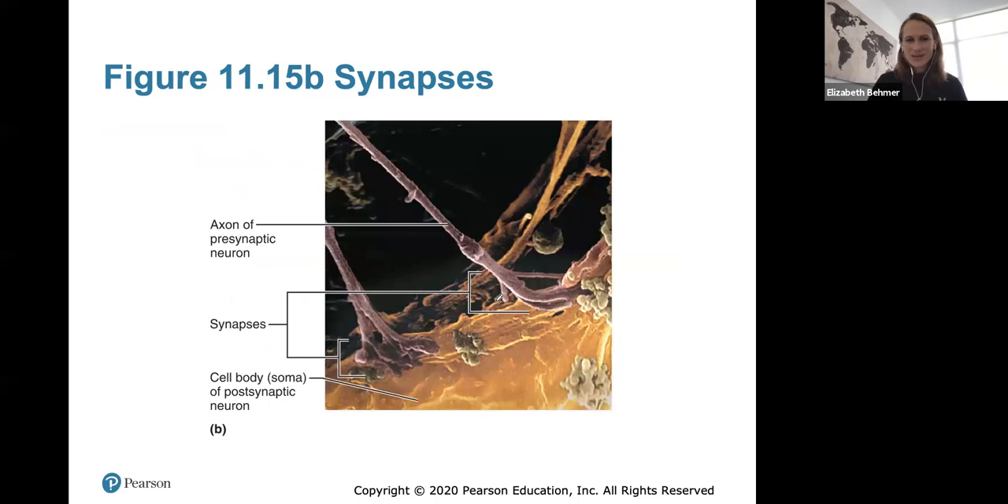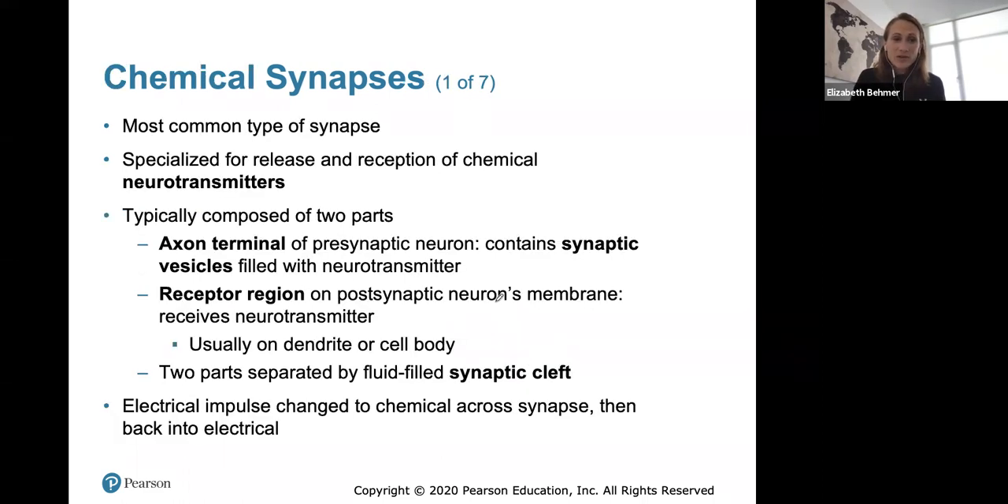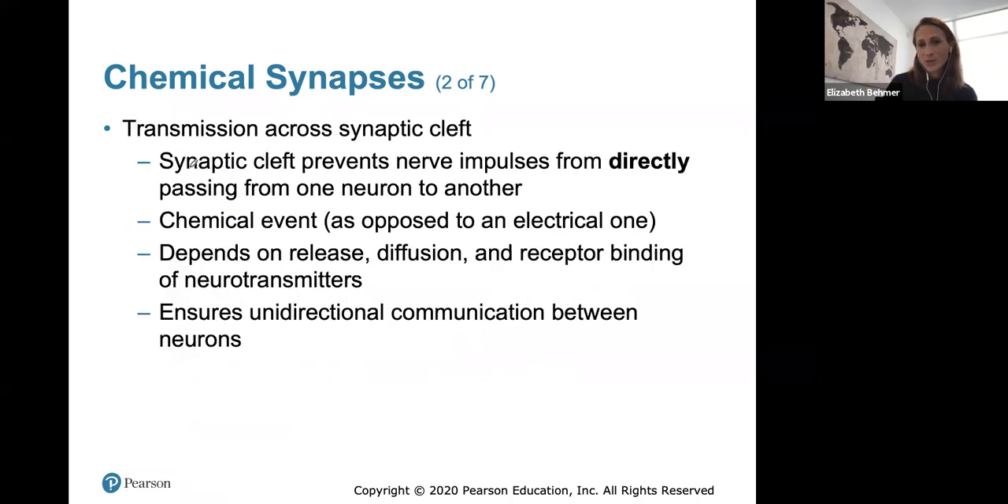And here is a great, cool picture of those synapses. So here are the different types of synapses. I won't ask you too much about different types of synapses. They can be chemical or electrical, and specialized. The chemical synapses are the most common type, because they are specialized for the release and reception of neurotransmitters. And you should know that neurotransmitters are the chemicals released across the synapse, as we learned about in the neuromuscular junction with acetylcholine.